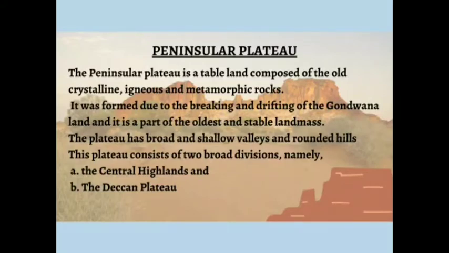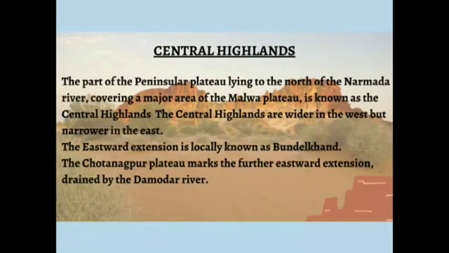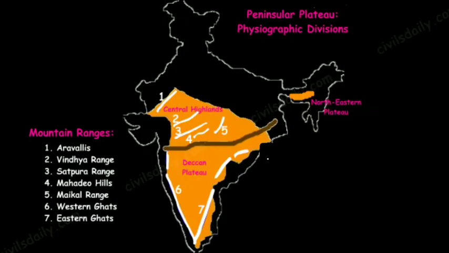The plateau has broad and shallow valleys and rounded hills also, that is the Western Ghats and Eastern Ghats. The plateau consists of two broad divisions. The first division is the upper part, that is Central Highlands, and the second, the lower part, is Deccan Plateau. Let's see first Central Highlands. Central Highlands, as the name suggests, is in the center of India, just below the northern plains, where the northern plains end and Central Highlands start.